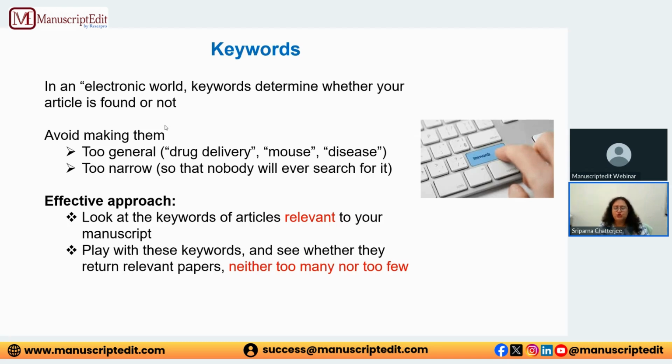So what should be the effective approach? You have to look at the keywords for the journal, and generally in journals you will see they prefer 5 to 6 keywords, and you have to be a little rational, I would say, in using those keywords.